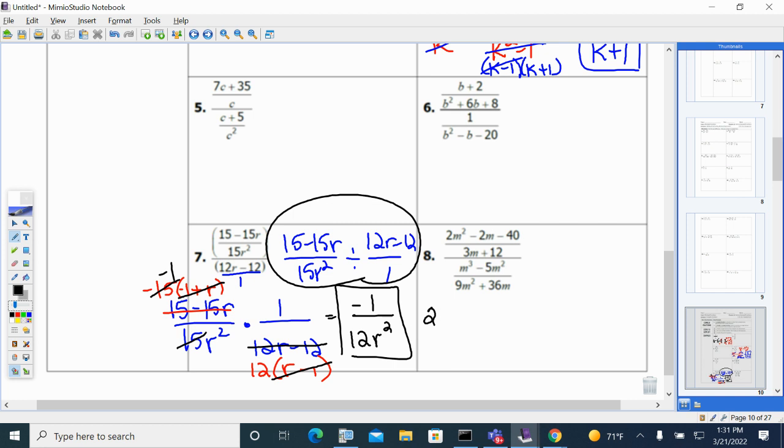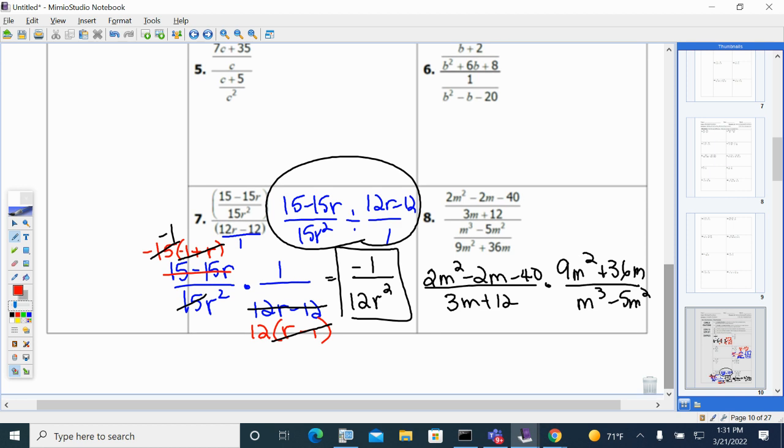in one step. So we've got the 2m squared minus 2m minus 40 over the 3m plus 12 times, flip that fraction, and now we need to factor. There's a lot of factoring in this one, I think. I'm going to start in the second fraction.